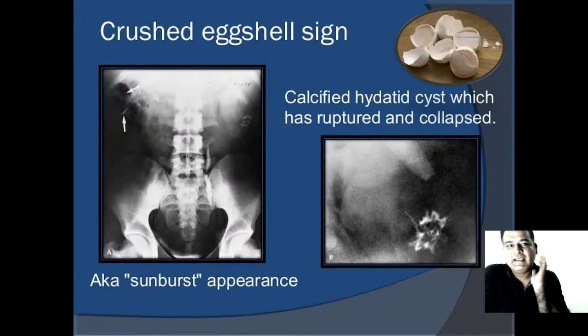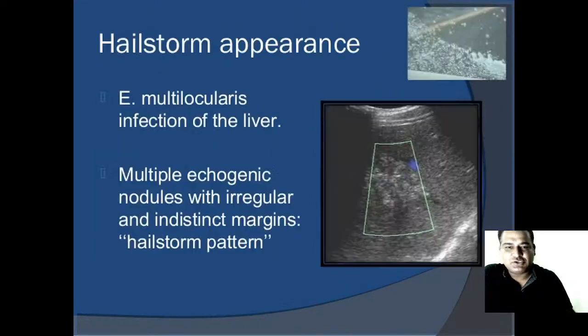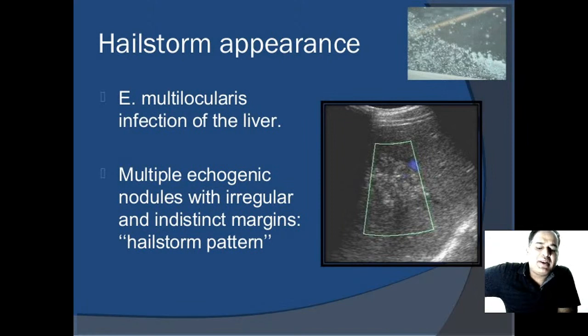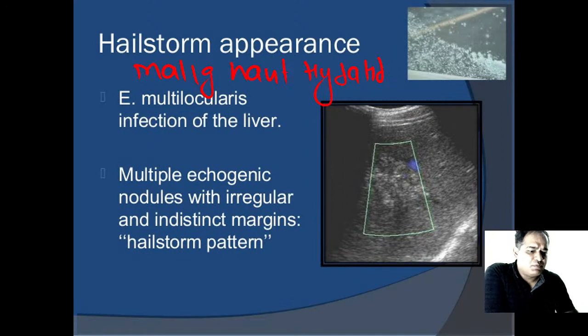I haven't seen basically any of the signs being asked, then they can ask you any damn thing. So that's why we have to keep them in the lectures. Fine. If you can remember, hailstorm appearance is Echinococcus multilocularis. Oh, God. How did I forget this? That is seen in malignant hydatid. Again, this is important only for NEET PG, not so important for FMG.